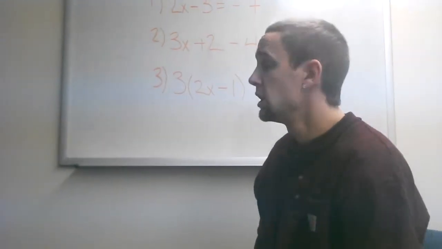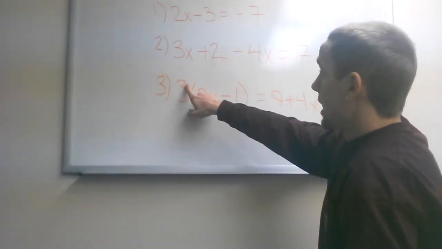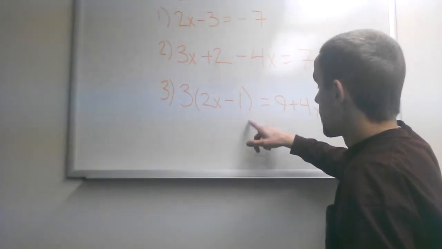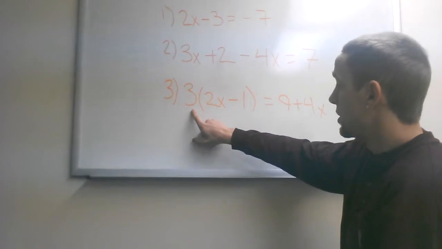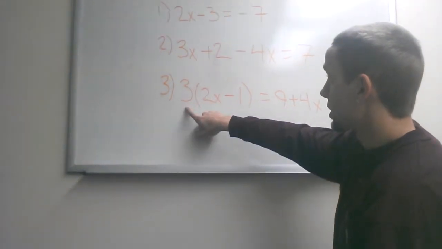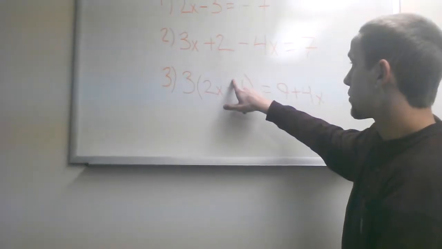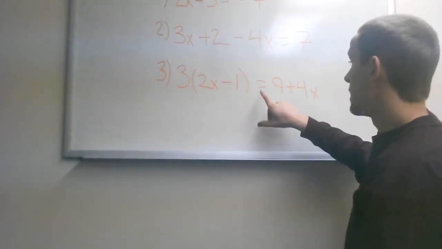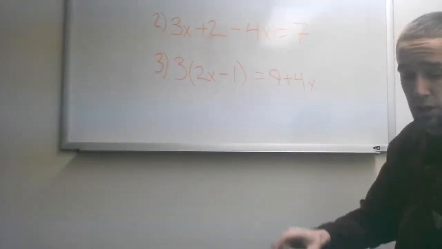So on this one, we are going to use the distributive property. You're going to have 3 parentheses 2x minus 1 parentheses equals 9 plus 4x. With this, you're going to distribute it, which means you're going to have 3 groups of 2x and then 3 groups of negative 1. Then equals 9 units plus 4x.